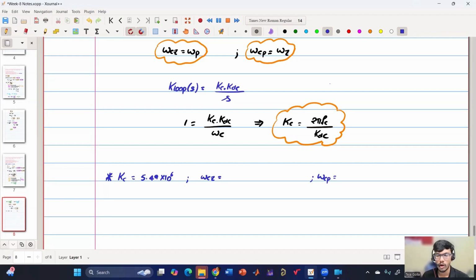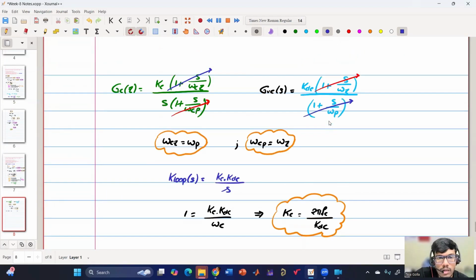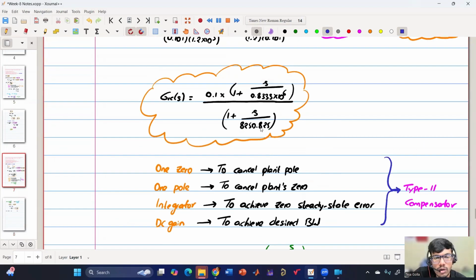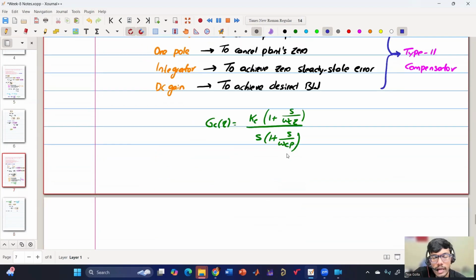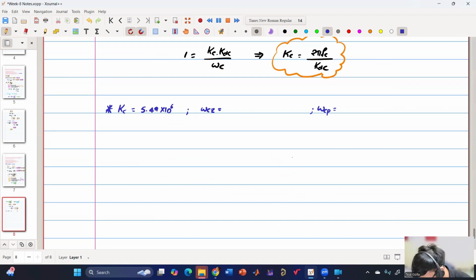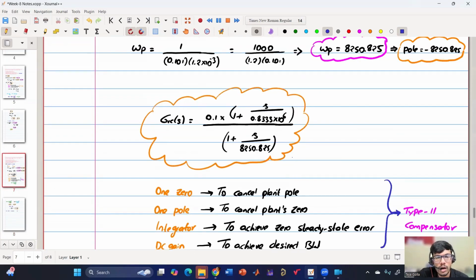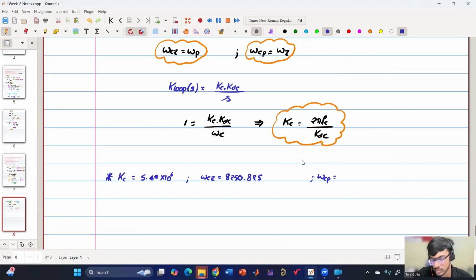How much is omega CZ? Omega CZ equal to omega P. And how much is the value? 8250.825, right? 8250.825. And omega CP is 0.8333 into 10 to the power 6.